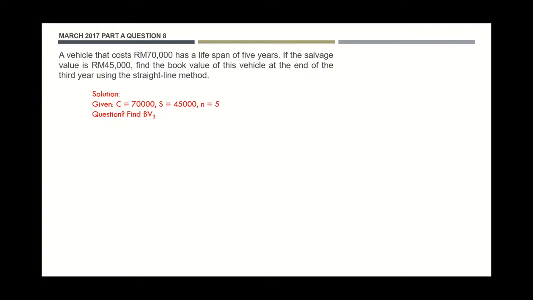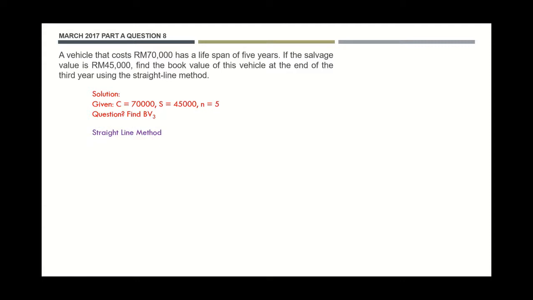The given information, as I mentioned earlier: the cost is 70,000, that means C is equal to 70,000, and S is 45,000, that is the salvage value. And lastly, we have N equal to 5, the useful life. The question asks us to find the book value at the end of the third year, so that means we are looking for the book value 3, BV3. We are asked to use the straight line method to solve the problem.